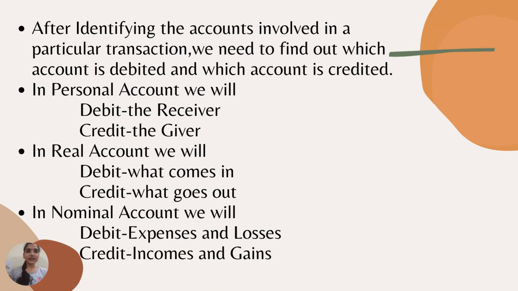After identifying the accounts involved in a particular transaction, we need to find out which account is debited and which account is credited. In personal account, we will debit the receiver and credit the giver. In real account, we will debit what comes in and credit what goes out. In nominal account, we will debit expenses and losses, credit incomes and gains.